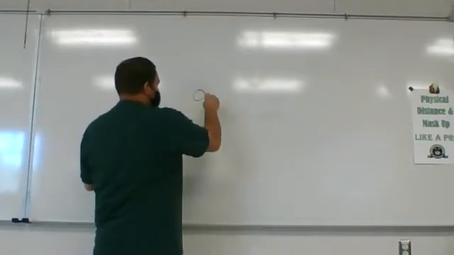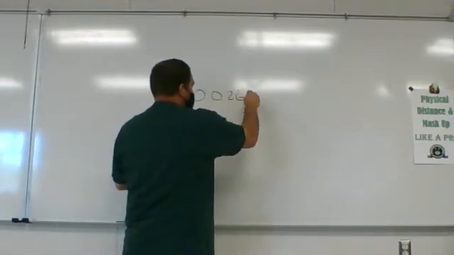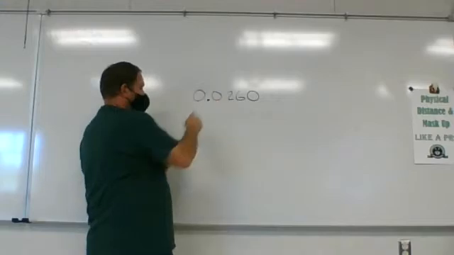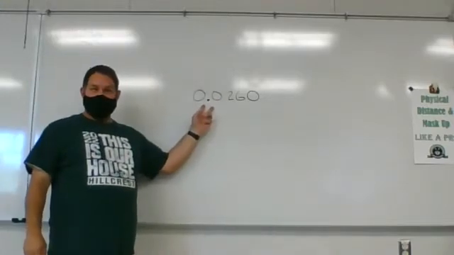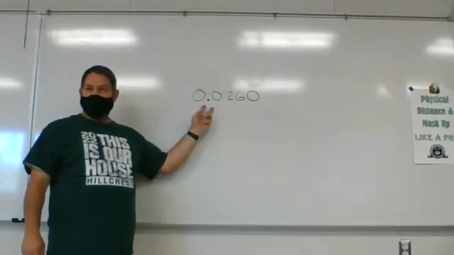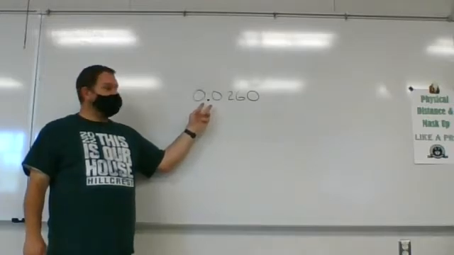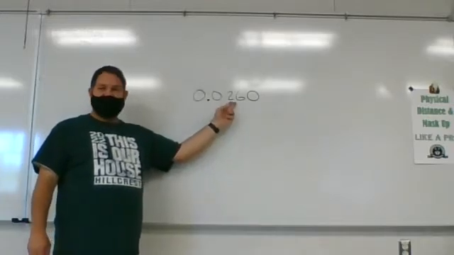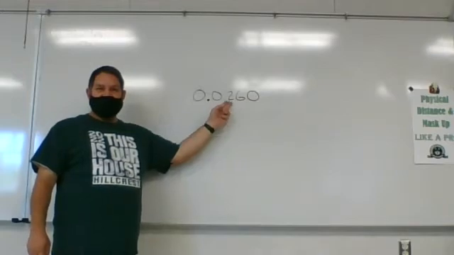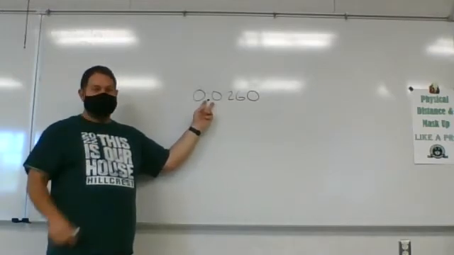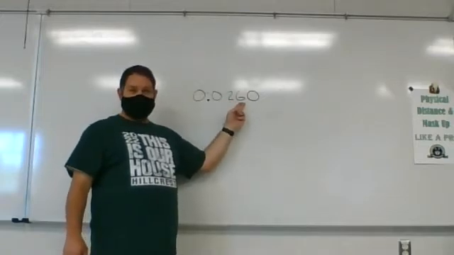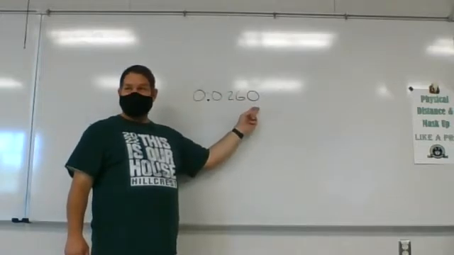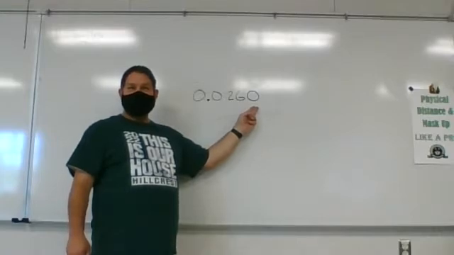So if I have a 0.0260, okay, are these zeros significant? No. Why are they not significant? Because they come before the first non-zero digit. So no matter what, they will never be significant. The 2 is significant. The 6 is significant, but what about that 0? What do you think? Again, this is the hardest one.